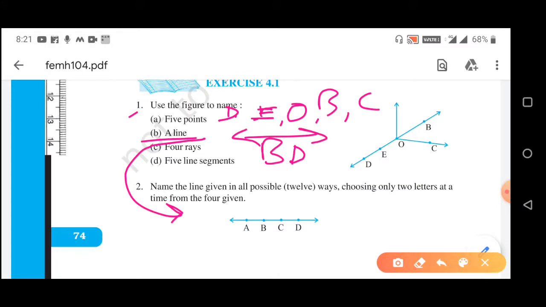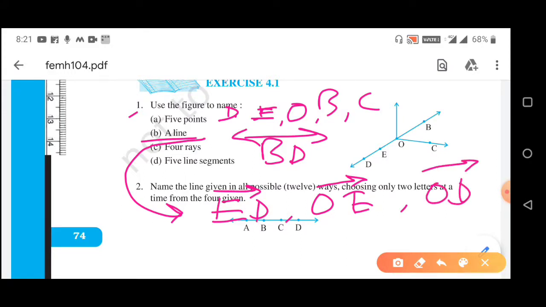4 rays. 4 rays means we can write ED, then OE, then OD, then we can say OB. These are 4 rays.